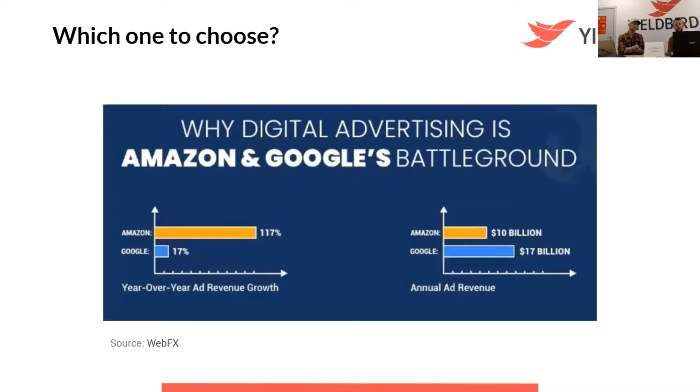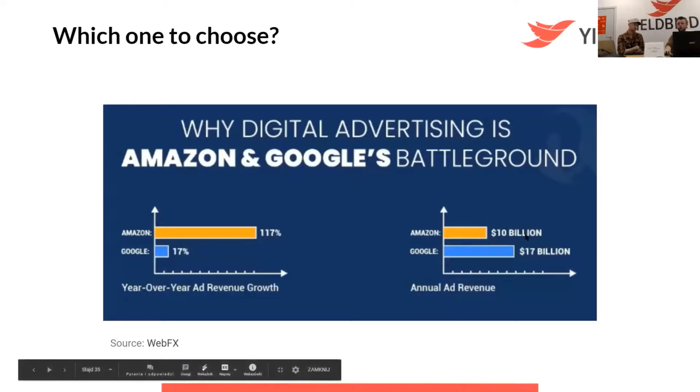Amazon year-over-year ad revenue growth: 170%. Google. That's the reason of my choice. Yeah, Google a bit smaller. Of course, Google has a bigger base to go from. Yeah, Amazon has a shorter perspective.